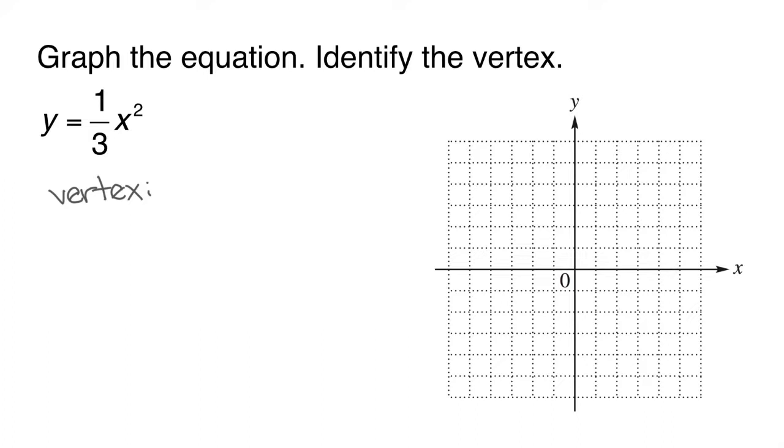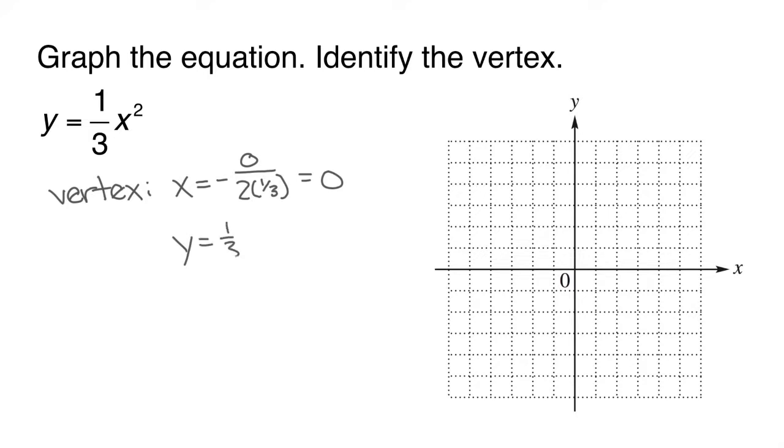The x-coordinate of the vertex is equal to negative b over 2a, where b is the coefficient of the linear term and a is the coefficient of the squared term. Here, b is equal to 0 and a is 1/3, so x is negative 0 over 2 times 1/3, which is equal to 0. We can find the y-coordinate by substituting 0 for x into the equation.